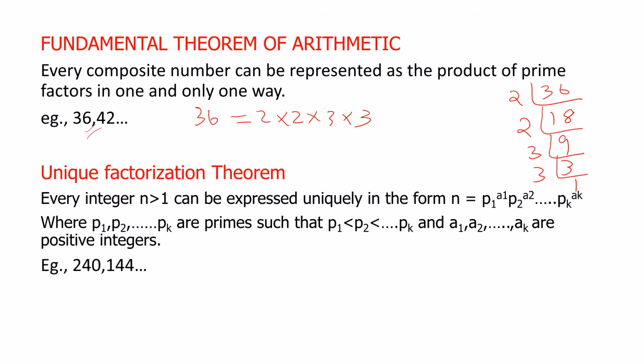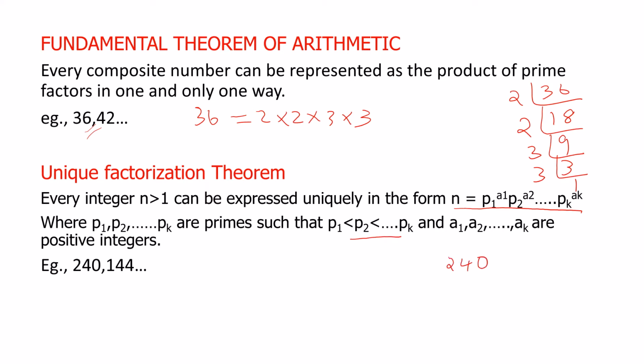And now what is the unique factorization theorem? Every integer n greater than 1 can be expressed uniquely in the form n equals p1 raised to a1 into p2 raised to a2, and so on up to pk raised to ak. Here p1, p2, up to pk are prime numbers, with the condition p1 less than p2 less than up to pk, and a1, a2, up to ak are positive integers. So let us take one example, 240.